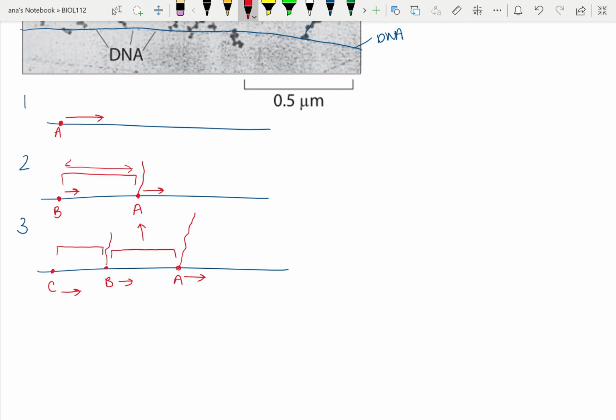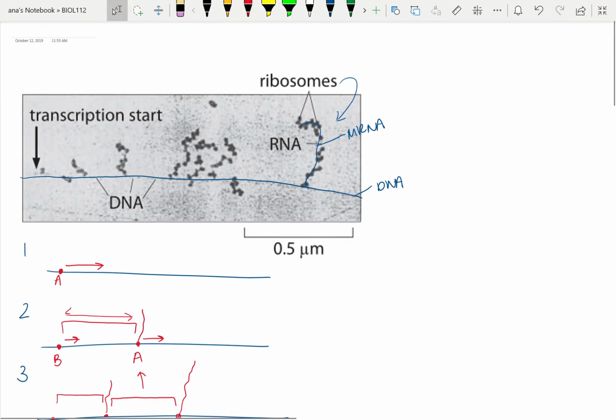So as you can see, the longer the mRNA strand is, the earlier that polymerase had started compared to the other ones on the strand. So if we look up here in our example, this mRNA is much longer than these ones over here. So we know that this one had to have started earlier and these ones started later.